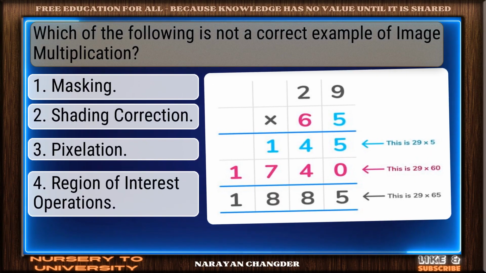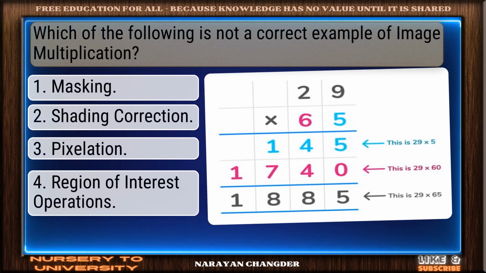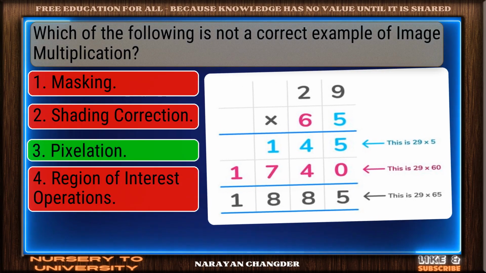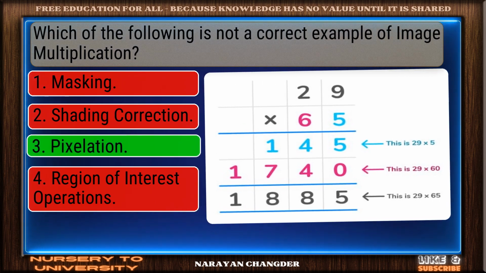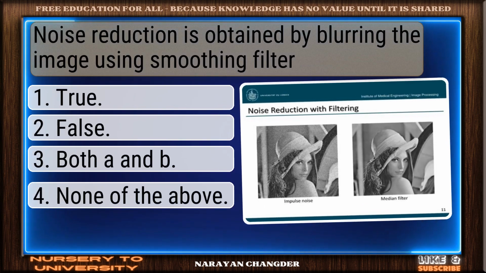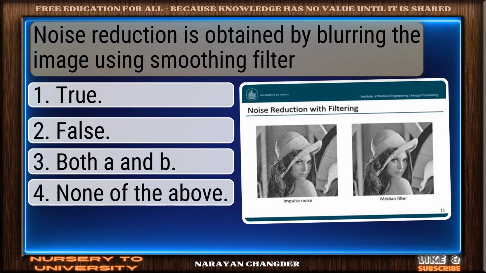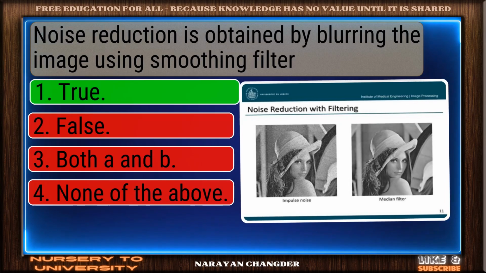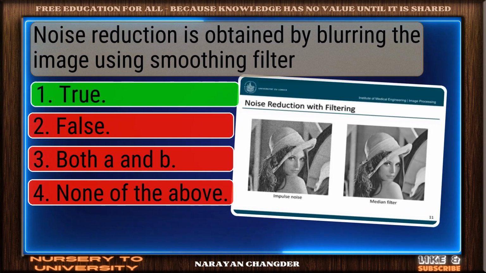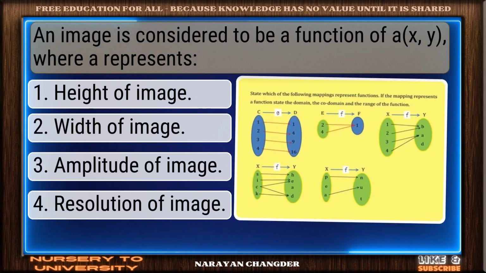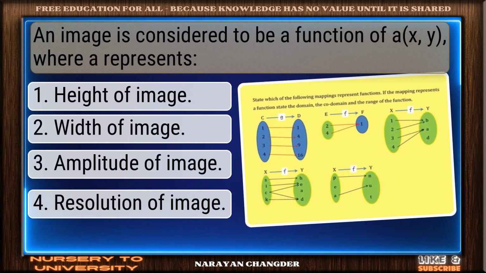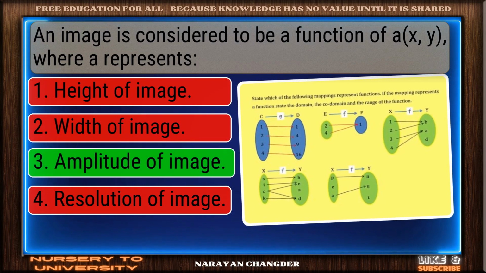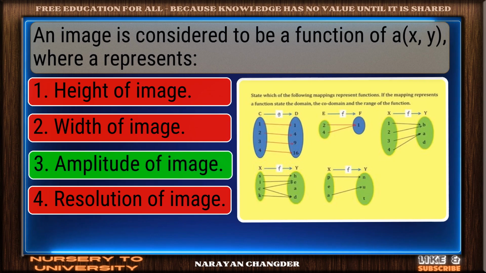Question number 24. Which of the following is not a correct example of image multiplication? You're right. Pixelation is the correct answer. Question number 25. Noise reduction is obtained by blurring the image using smoothing filter. Right again. True is a valid answer. Question number 26. An image is considered to be a function of a, where a represents? You got it. Your choice amplitude of image is right.